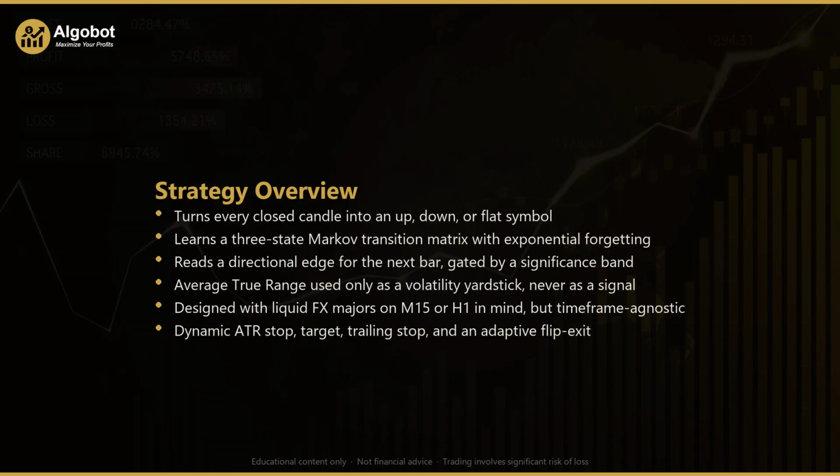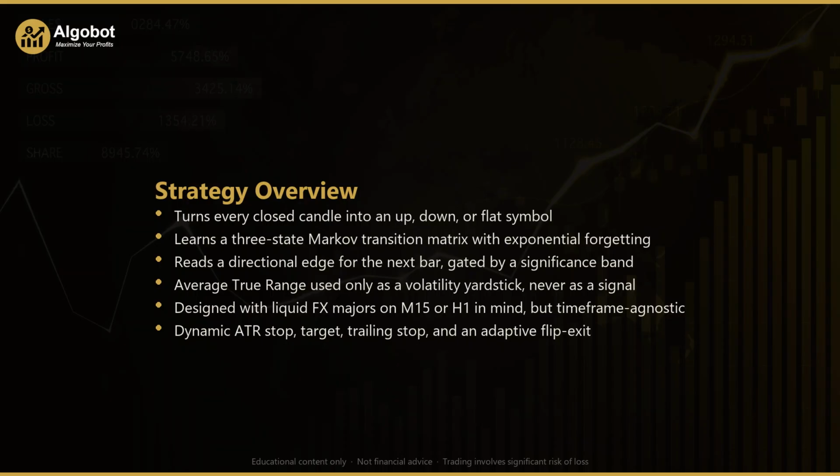Once the market is a stream of these symbols, the strategy asks a statistical question. Given the state of the current bar, what is the next bar likely to be? To answer it, the expert advisor maintains a small three-state Markov chain, a grid of recency-weighted counts that records how often each state has been followed by each other state. It updates online, with exponential forgetting, so it constantly adapts to the most recent behavior and lets stale structure fade away. From that grid, it reads a single directional edge for the next bar, and it only acts when that edge is statistically strong enough to stand apart from random noise.